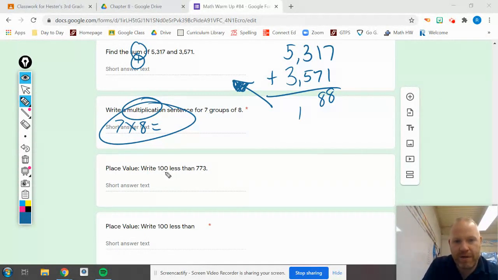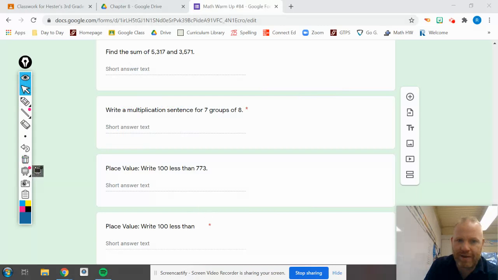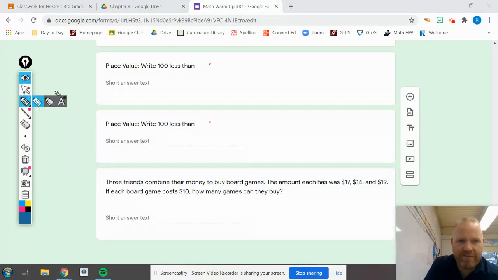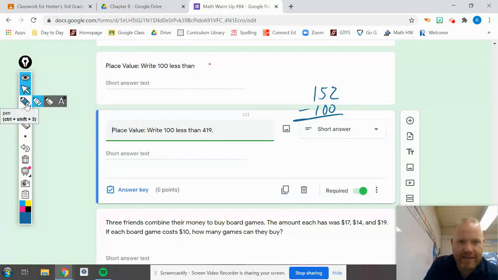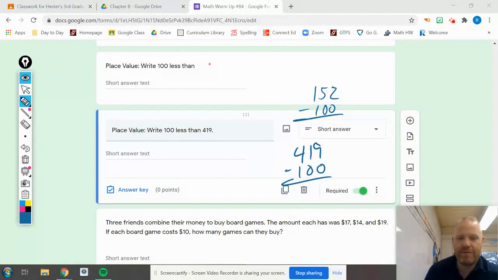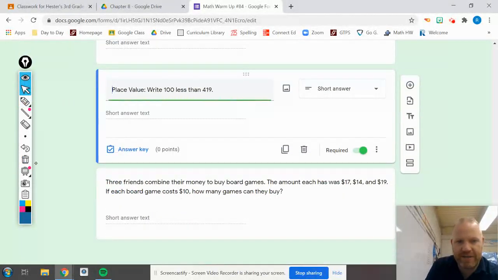Next, what is 100 less than 773? So you're subtracting 100. Hopefully you can do that in your head. If not, there it is on paper. Next we have 100 less than 152. So 152 minus 100. Next we have 100 less than 419. So 419 minus 100. Once you have that done, you are moving down to our final problem, which is the challenge problem.